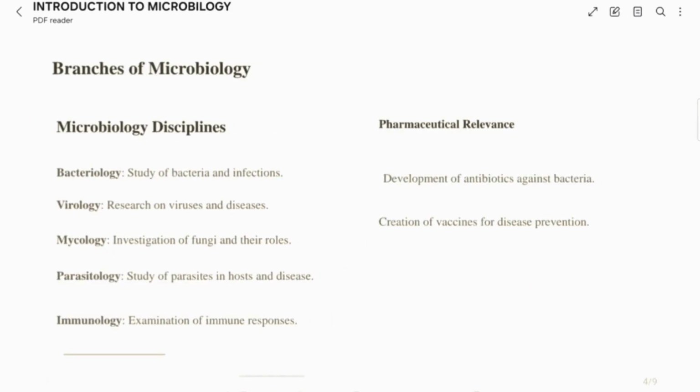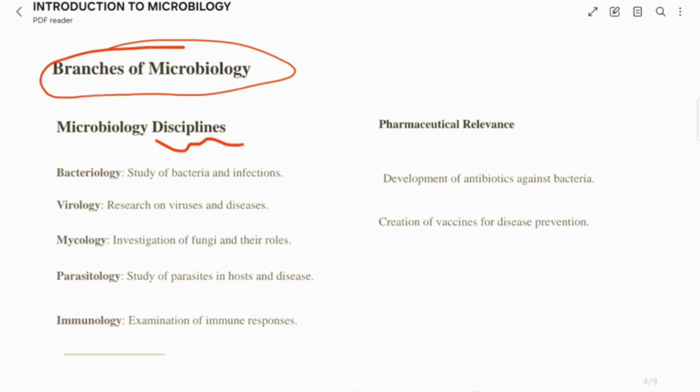Then the branches of microbiology. Microbiology has different disciplines or branches. The first one is bacteriology. It mainly deals with the study of bacteria and infections. Another one is virology. It mainly deals with research regarding viruses and the diseases which are spread by the viruses.